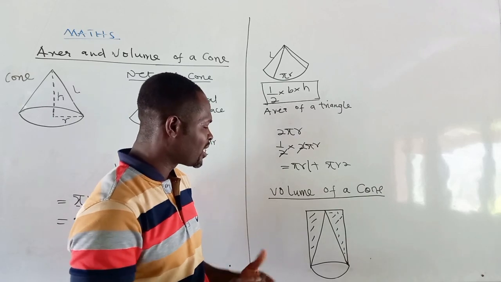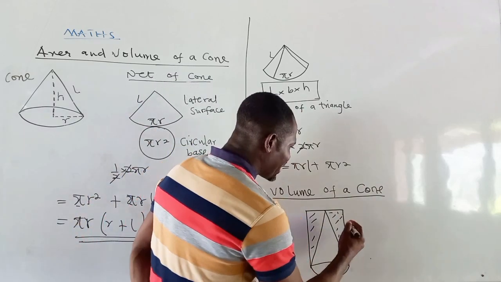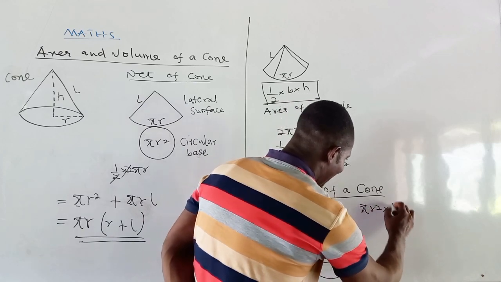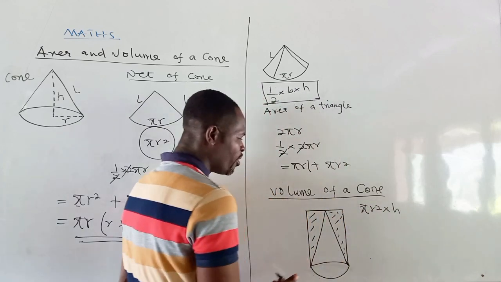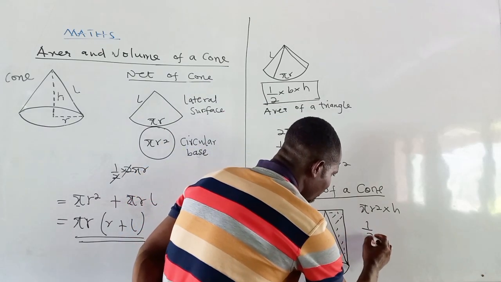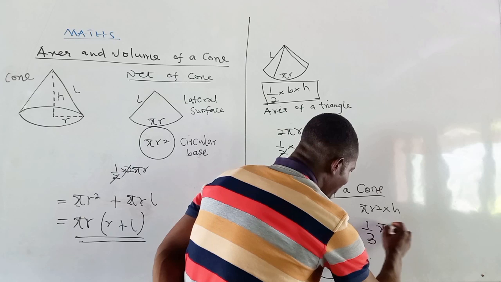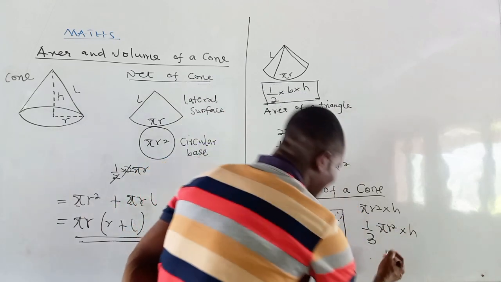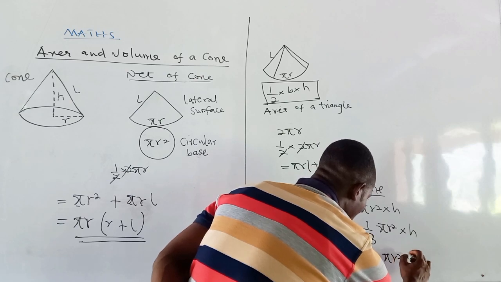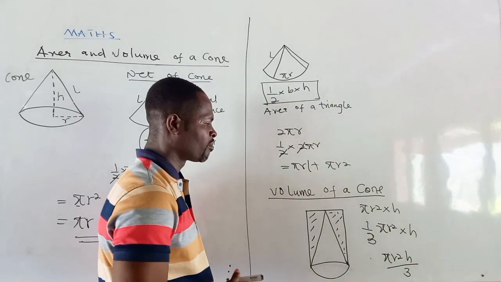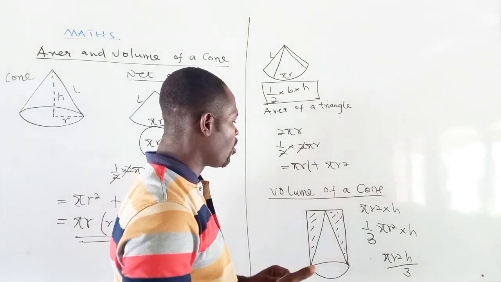So if the volume of the cylinder is pi radius squared times the height, then what will be the volume of the cone? That will be 1/3 of pi radius squared times the height. Or you can write this as pi radius squared times the height, all divided by 3, as the volume of a cone.